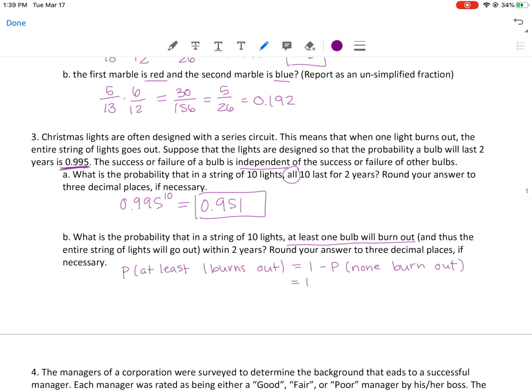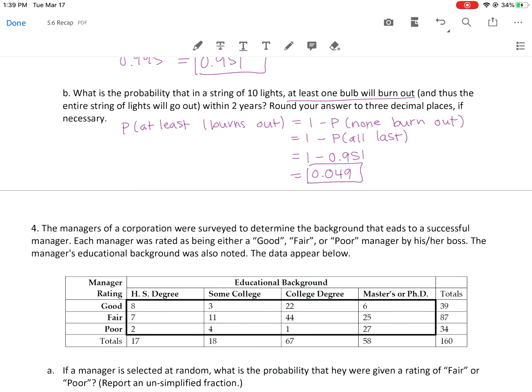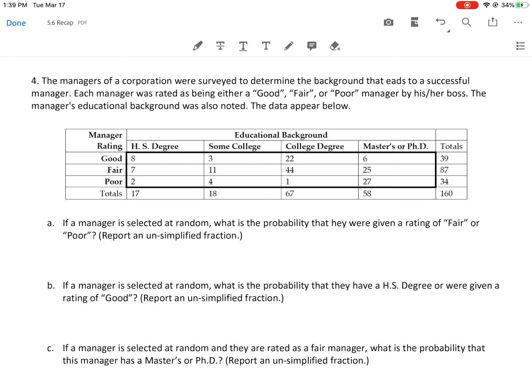So we get 1 minus, if none burn out, that's the same as saying they all last, right? And guess what? That's what we figured out in part A. So we're doing 1 minus 0.951, and we end up with 0.049. Okay, let's take a look at the next few.